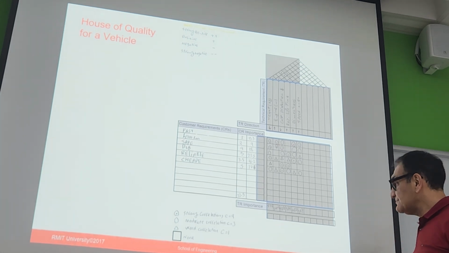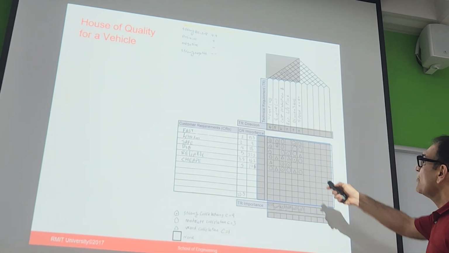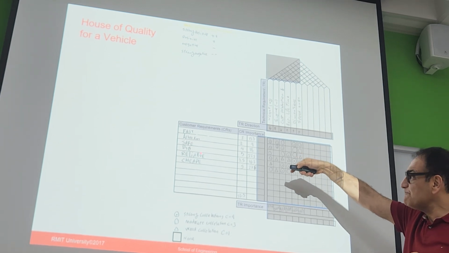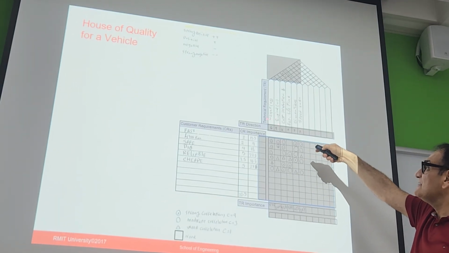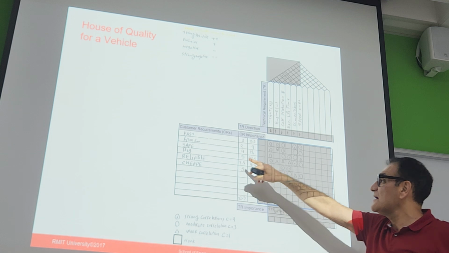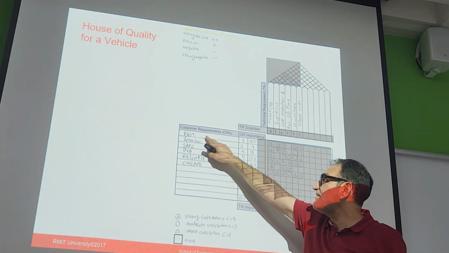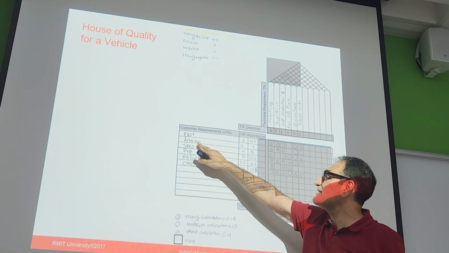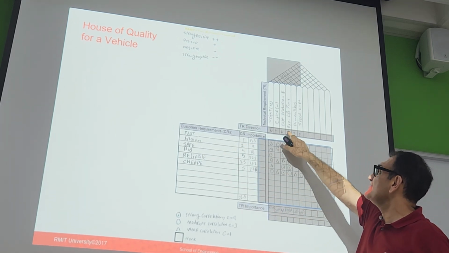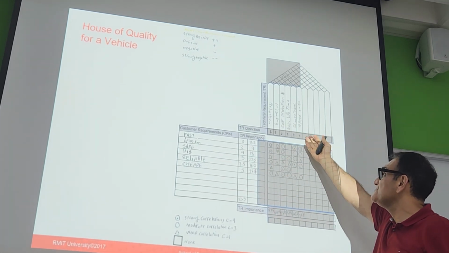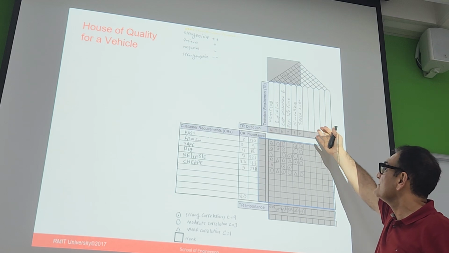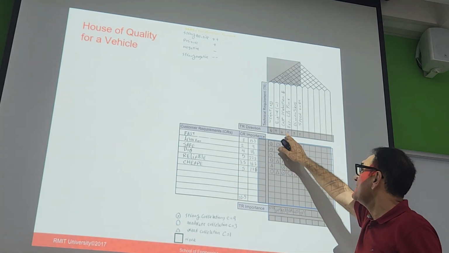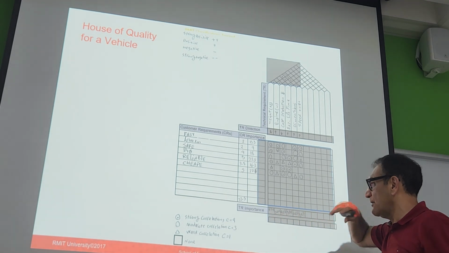What is this? Technical requirement. You translate all of them to this technical. You say, okay, if they need fast, weight is important. If it is liters per 100 kilometers, it is related to the engine. If they like cheap, cost is important.